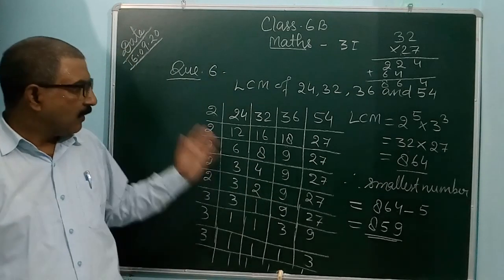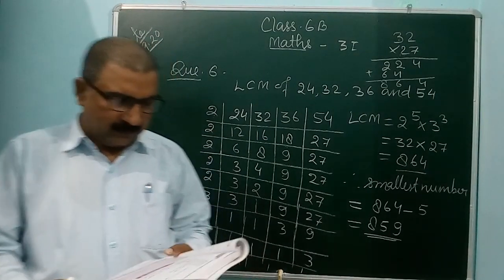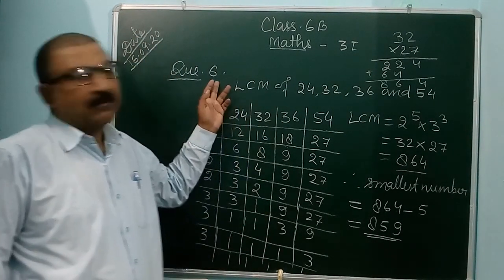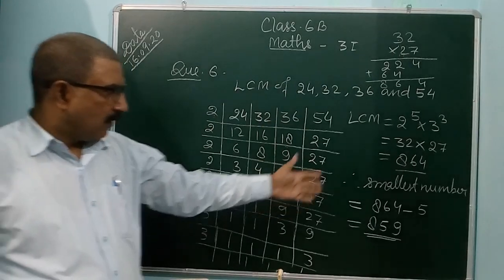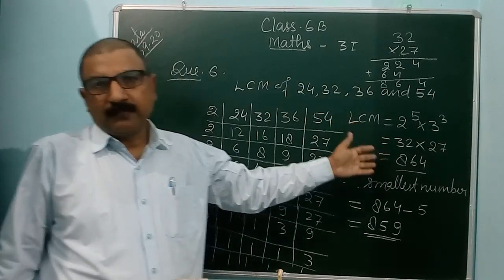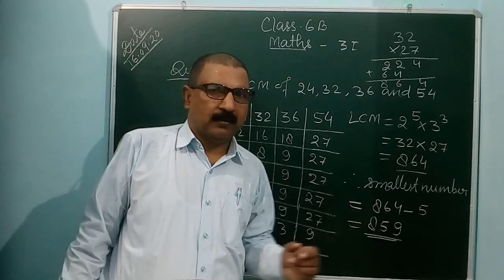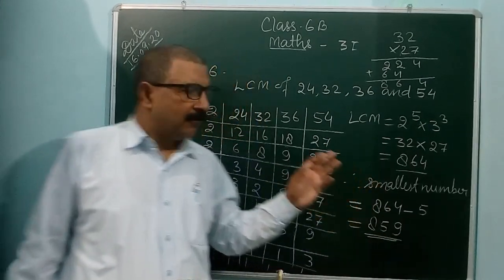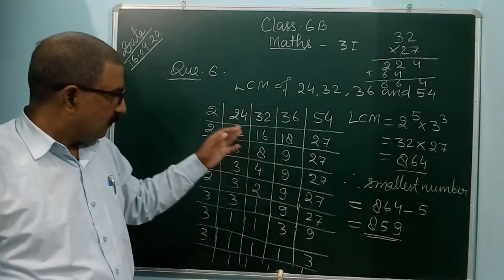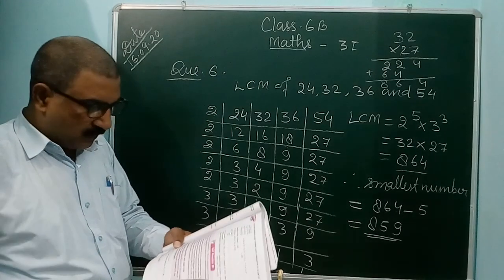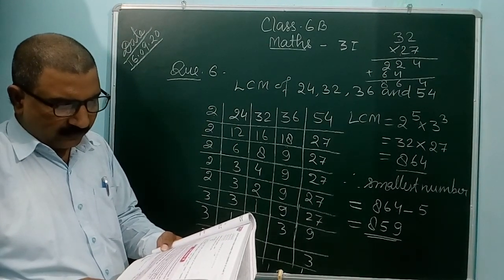So in this way you can do the last question, number 6. One student called me and said, please sir, explain question number 6 also, so today I have explained this question. First you find the LCM of the numbers. After finding the LCM, you subtract 5 from it. So that will be the smallest number which, when increased by 5, is divisible by each of 24, 32, 36 and 54.